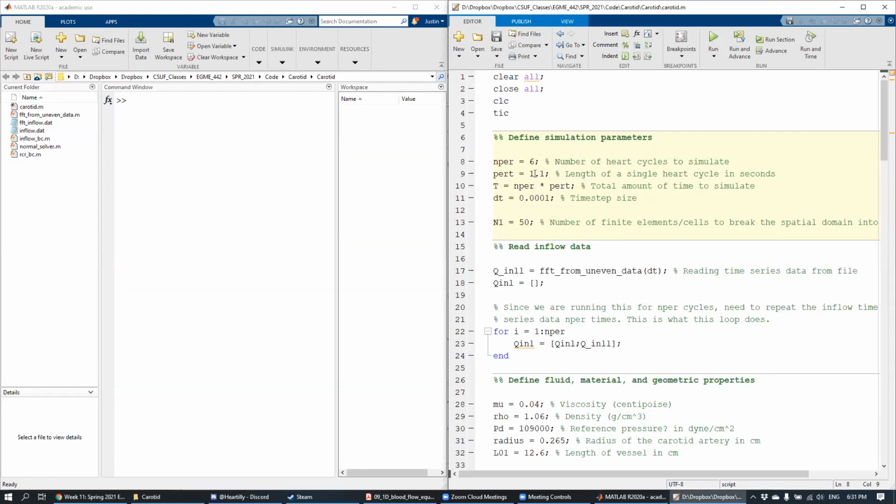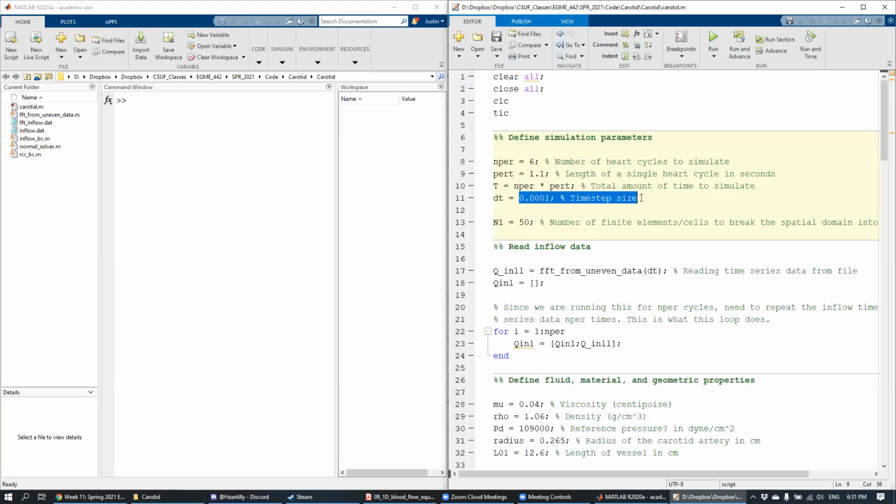All right. And so next thing that we have to specify here is per t. And so what this parameter does is this specifies the length of each heart cycle in seconds, right? And so this is basically the amount of time it takes for one heartbeat. And so this is set to 1.1, which matches up with the inlet data that we have. Okay. Right. And so next thing we have to do is set the total amount of time. And so the total time is just the product of these two, right? And so in total, we're going to simulate 6.6 seconds of simulation time, because that's 1.1 seconds per cycle for 6 cycles.